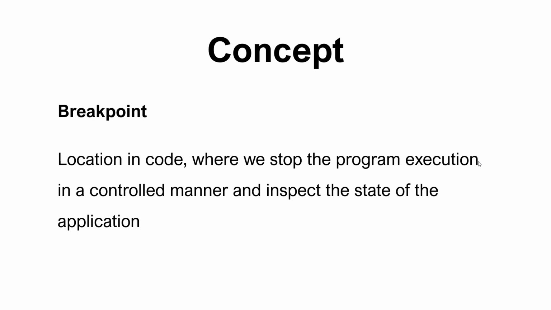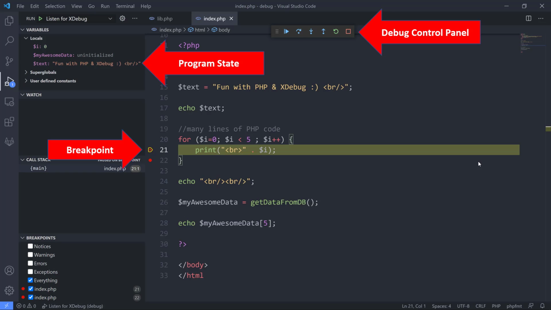So, fundamental concept: breakpoint. And if we take a look in Visual Studio Code here, we have the debugger started, and we have a couple of important things to note. We have our breakpoint, of course, that we set on line 21 here, that will allow us to stop the execution. This is in a for loop, so we can see the program state up here in the upper left. We can see the variables, the counting variable i, that it has the value of 0, and we can also see the text that has been previously run here. So we have a good view of the program state in a controlled manner.